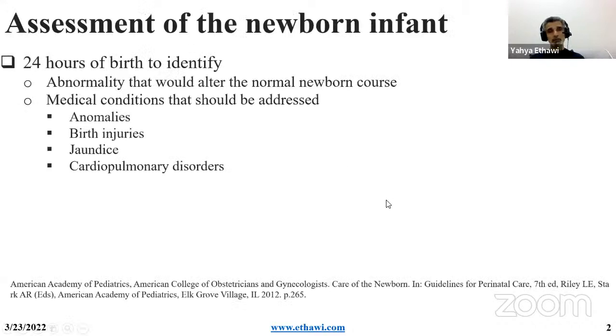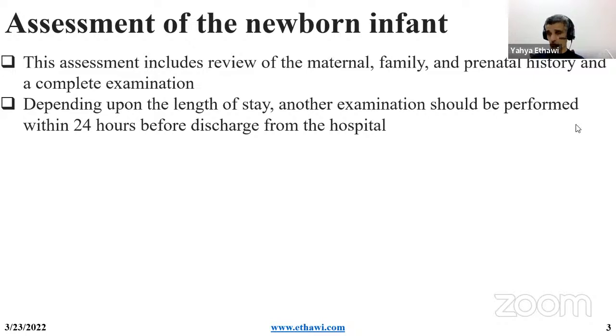When we say newborn assessment, we're talking about assessing newborn babies within 24 hours of life. We have to check for any abnormality that might alter the course of the newborn baby, for medical conditions and anomalies. We look for birth trauma, jaundice, and cardiorespiratory disorders. All these need to be screened according to the American Academy of Pediatrics. This assessment should include not only the examination, but also a review of the maternal, family, and prenatal history, and a complete examination. The examination should also include screening, so you're screening a baby for certain things.